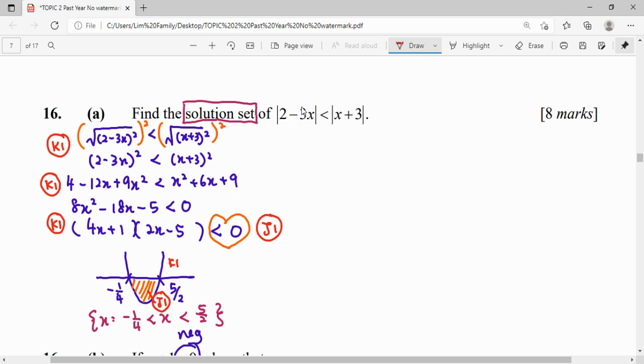When our roots are written correctly, we also get 1 mark for the answer. Lastly, our final answer must be written in set solution. Other answer forms we cannot accept.